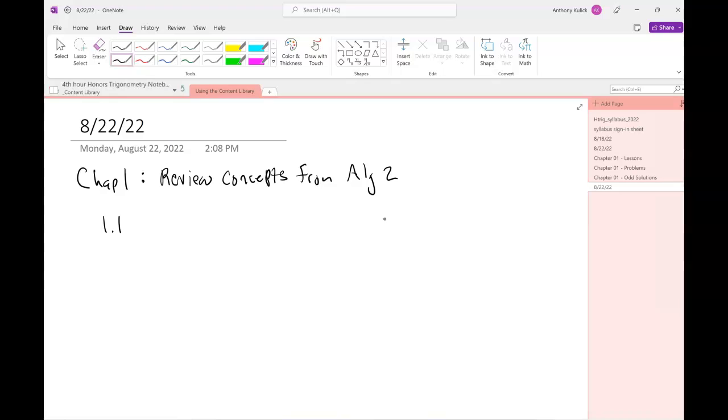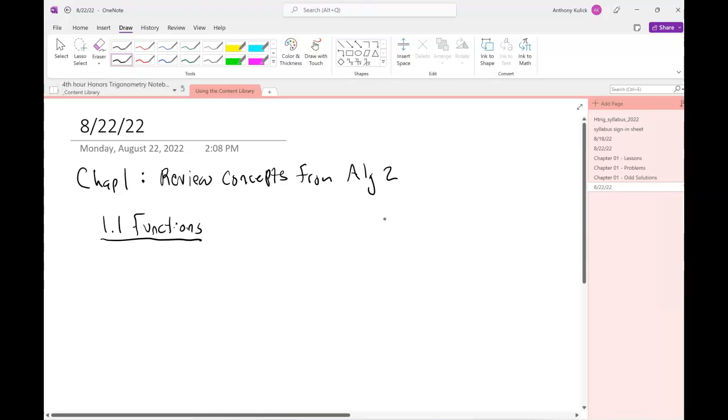So section 1.1 is about functions. Do we remember the definition of a function? It would be the fundamental definition from Algebra 2, since all you did in Algebra 2 was learn about different kinds of functions.